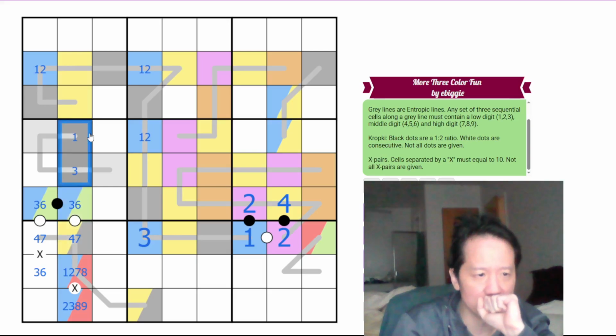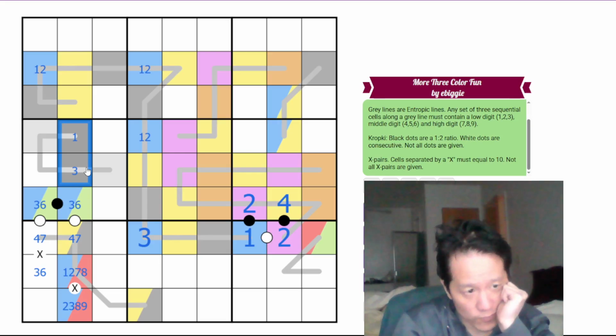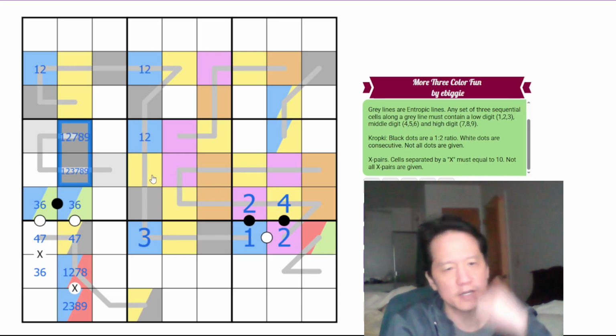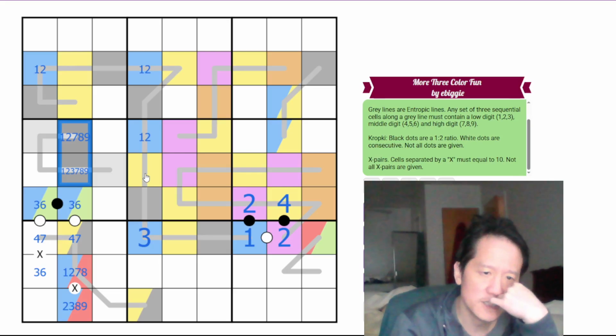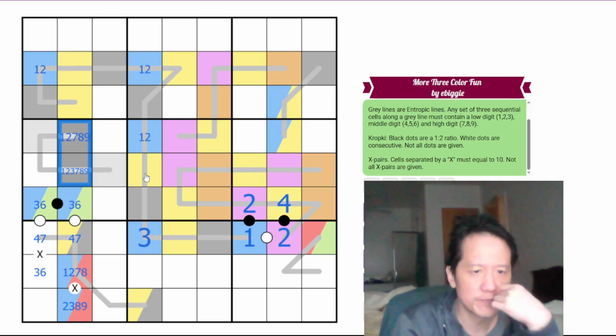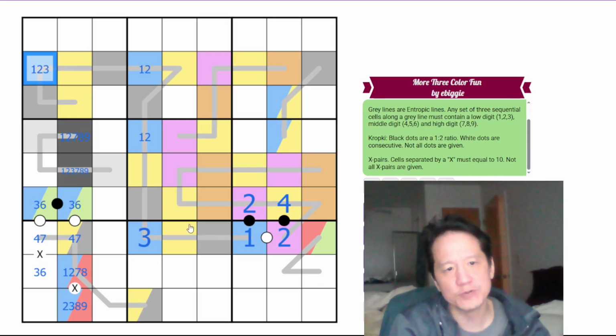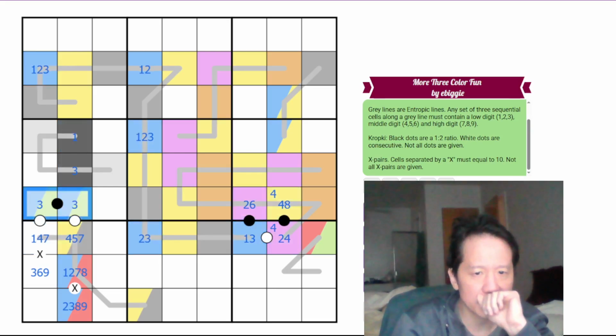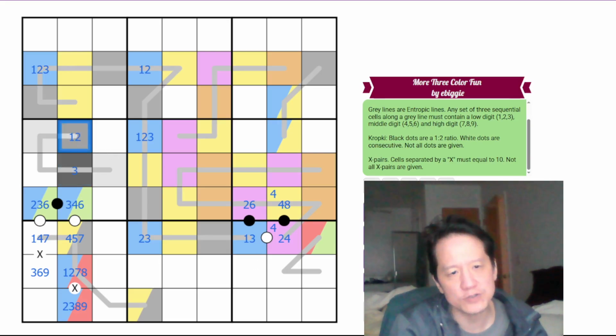Dark either has to be, so this is, it could be high, or it could be low. So this could be 1, 2, or 7, 8, and 9 here. We don't know which. This could be 1, 2, or 3. Yeah, there's a lot of possibilities, unfortunately. So this is 1, 2, 3. This is 1 or 2, 7, 8, or 9. This is 1 or 2, 7, 8, or 9.